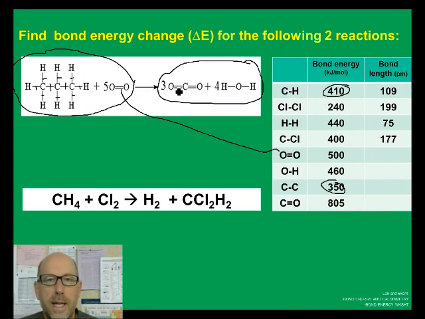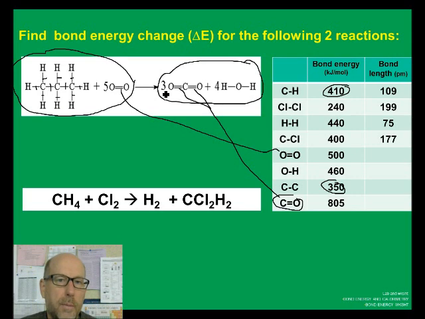So C double bond O bonds. Let's look at that. C, there it is. C double bond O. All right. That bond is worth 805. That's a lot of energy. So is this one right there, 805 kilojoules per mole. And so you add those two together, and then you multiply it by 3 to get the amount of energy involved here.